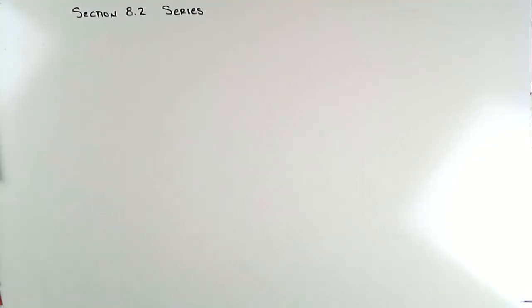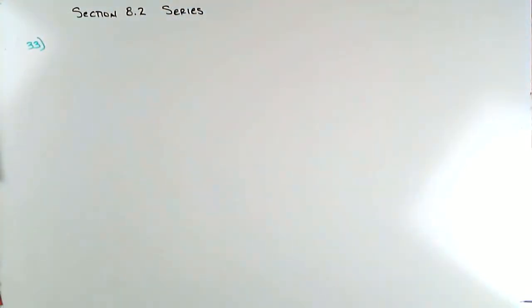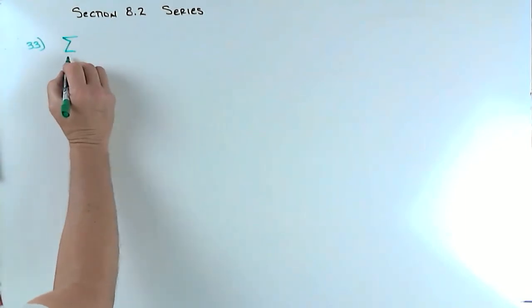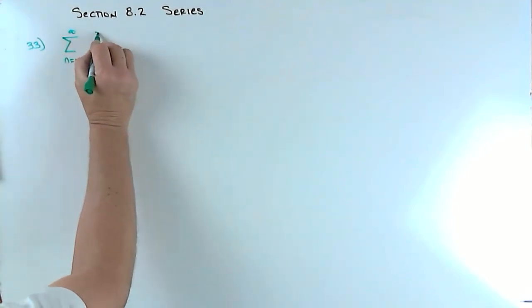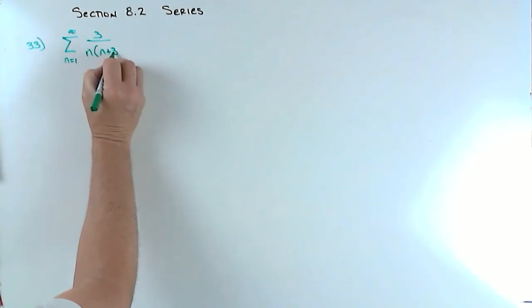All right. Next, we'll take a look at problem number 33. Now, the instructions on 31 through 34 say determine whether the series is convergent or divergent by expressing S sub n as a telescoping sum, as in example 6. So in other words, we're going to use partial sums here. So we have the sum, n equals 1 to infinity, and we have 3 divided by n times n plus 3.